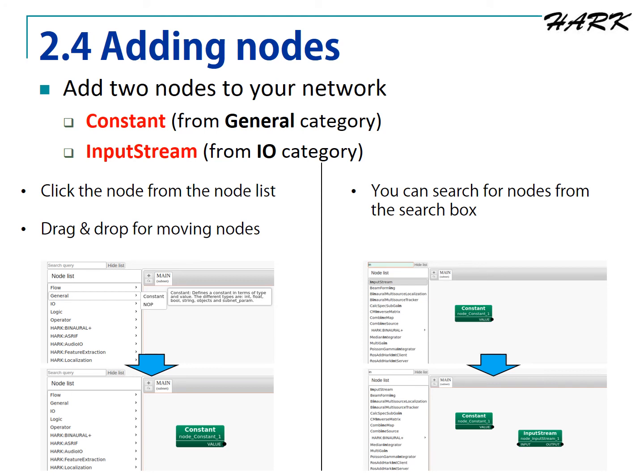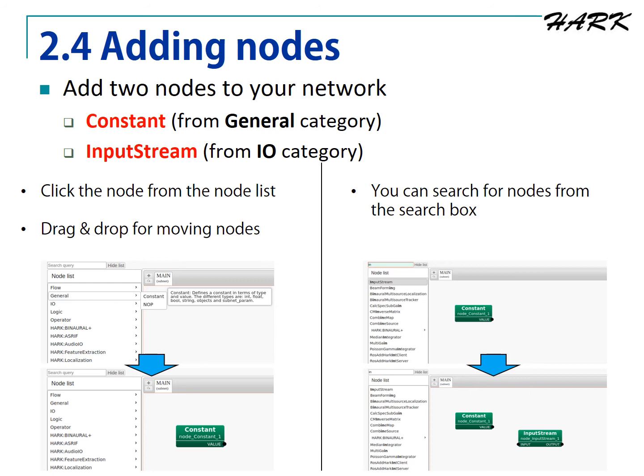First of all, we have to put nodes on the canvas. Let's add two nodes, the constant node and the input stream node. To add nodes, click a category on the node list. For the constant node, click the General category. Then you will see the word Constant on the list, and you can add the constant node by clicking it. For the input stream node, you can find it in the I/O category.